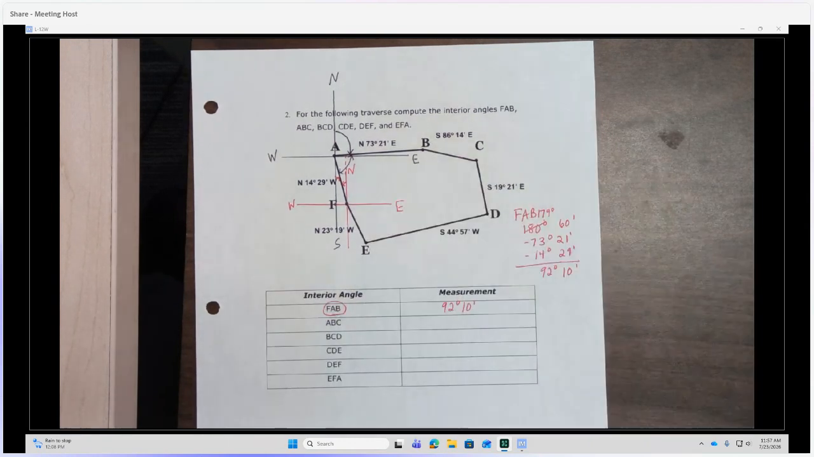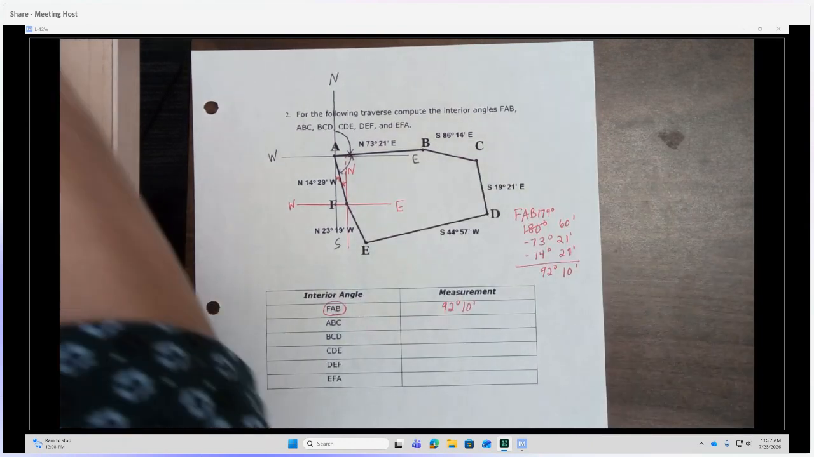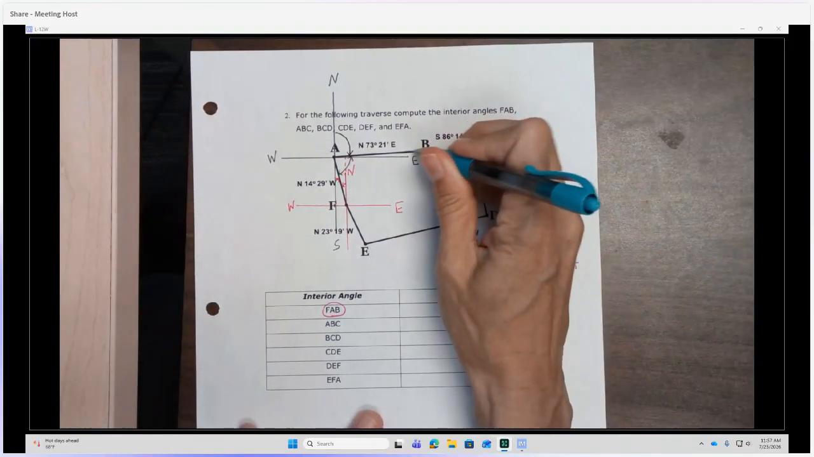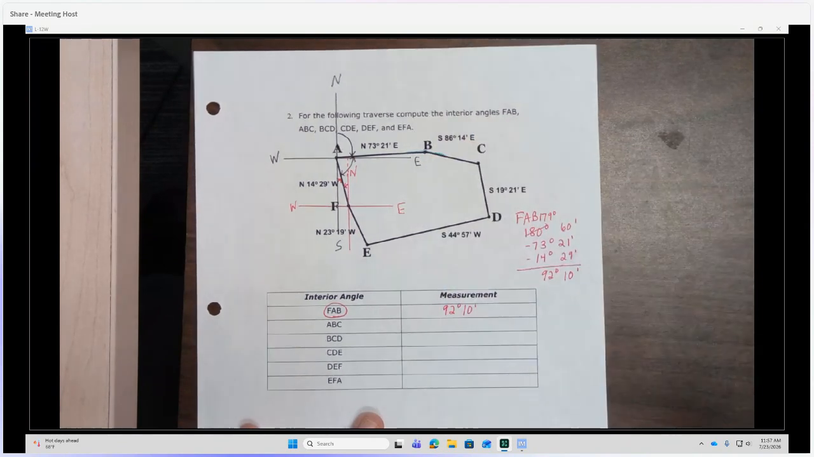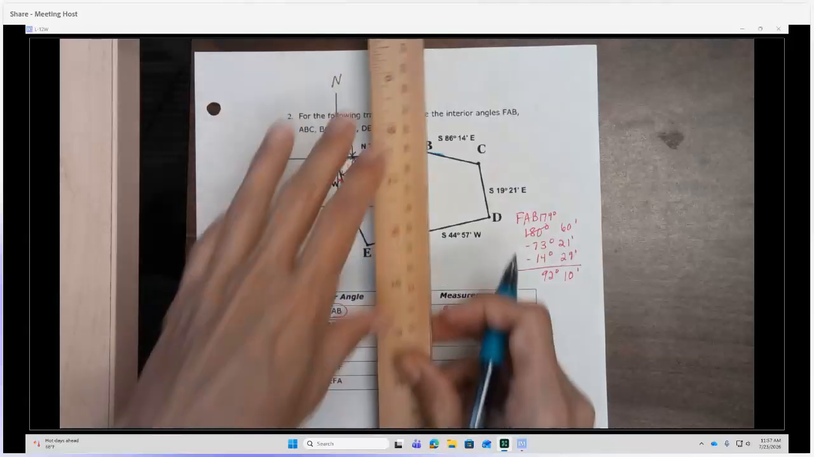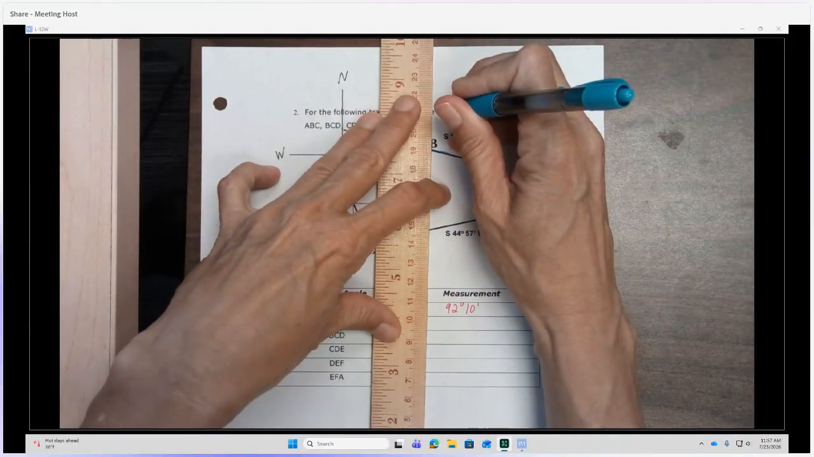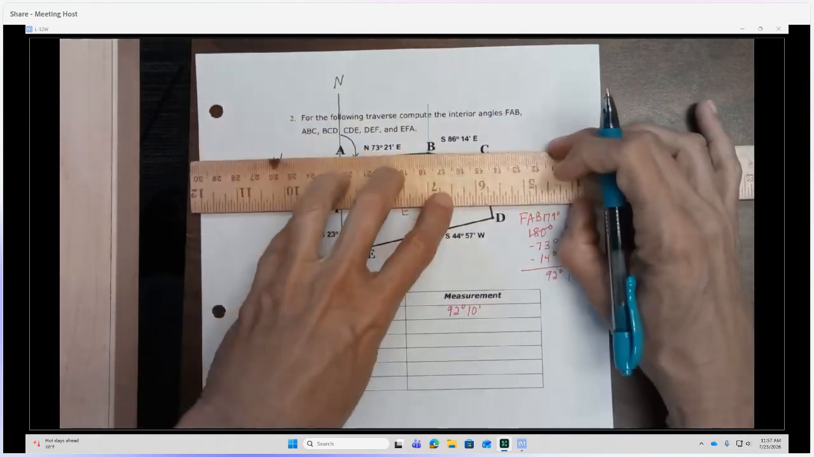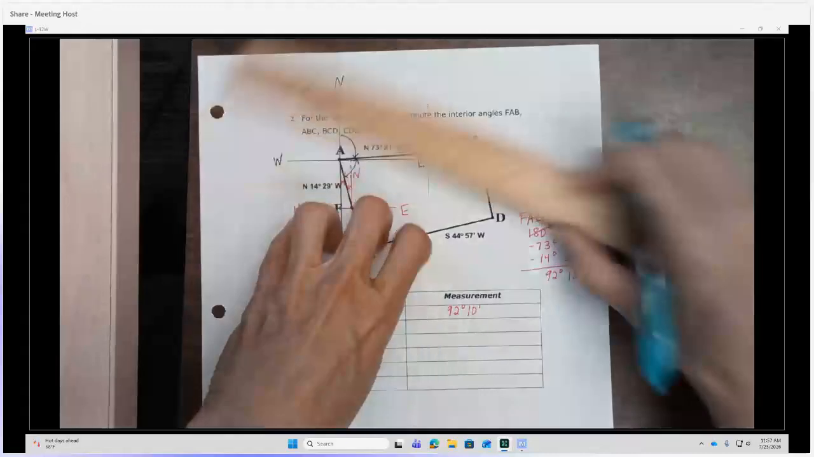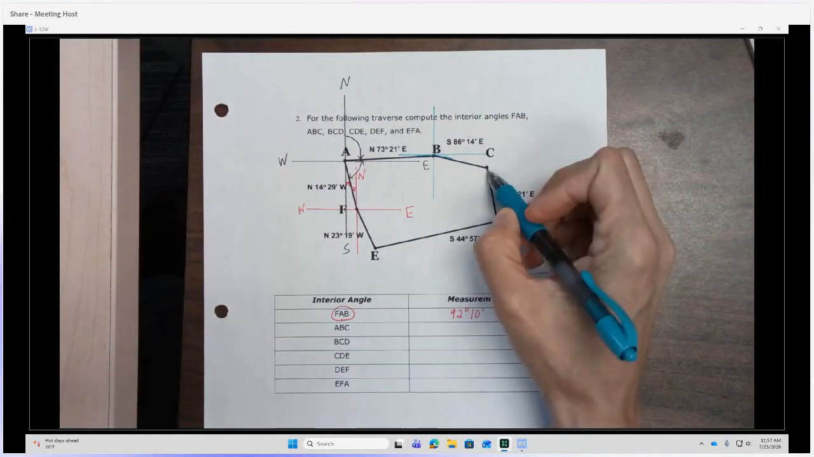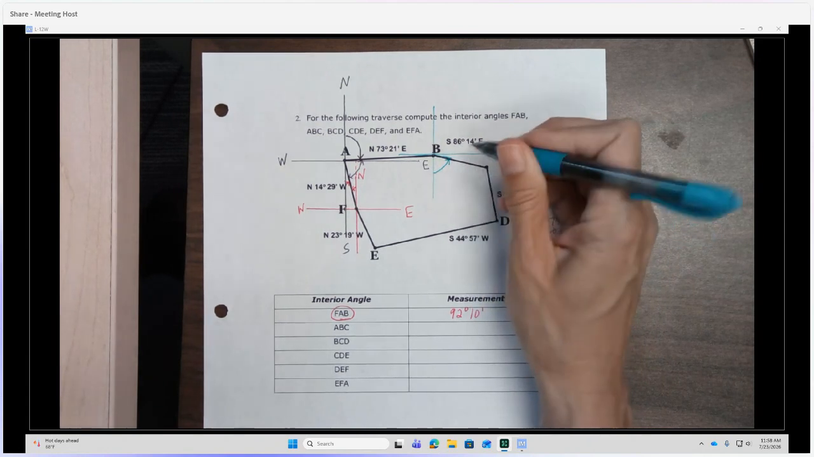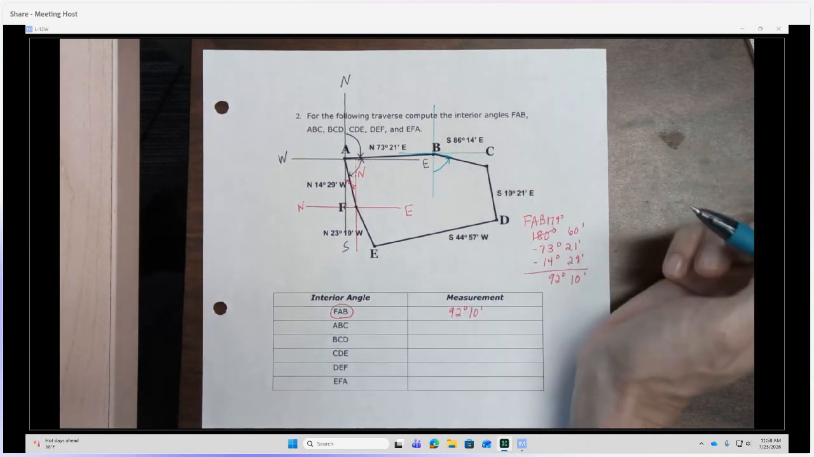And then we'll keep moving along the traverse here and we'll go to ABC. So that's my angle formed here, ABC. So let's take a look at what bearing information we know here. I'll go ahead and draw my coordinate grid here. All right, so we know that this bearing line BC is coming from the south going to the east and has that measurement of 86 degrees, 14 minutes.